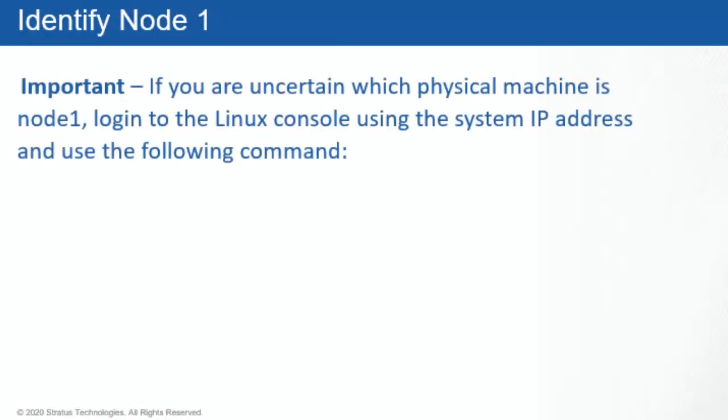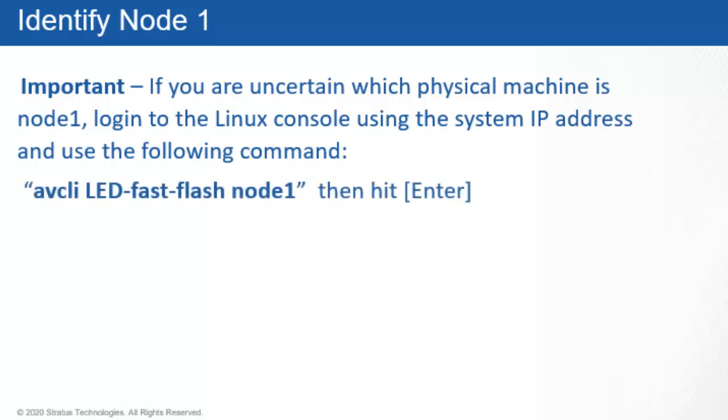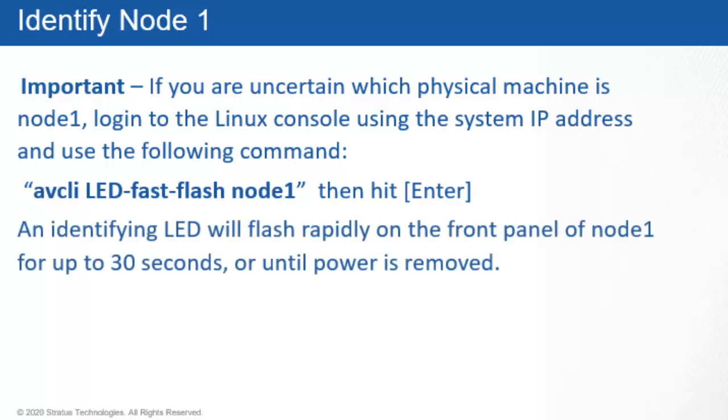We'll now remove Node 1. Important: if you are uncertain which physical machine is Node 1, log into the Linux console using the system IP address and use the following command: avcli led-fast-flash followed by Node 1, and then hit Enter. An identifying LED will flash rapidly on the front panel of Node 1 for up to 30 seconds, or until power is removed.